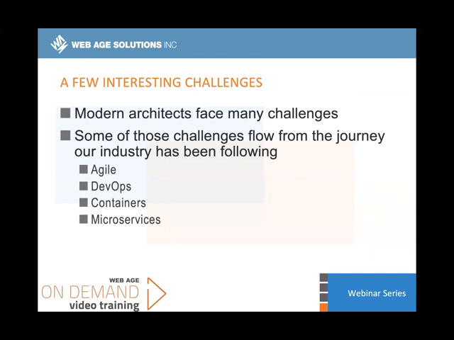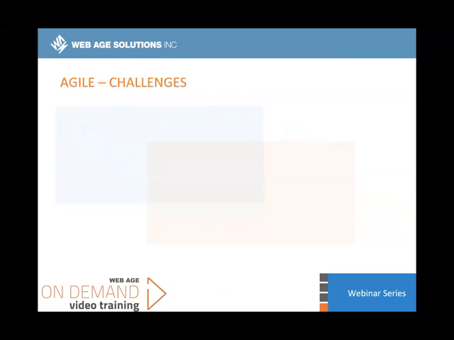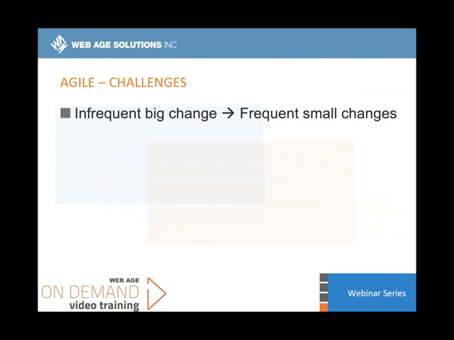These four topics are probably the top four things that we see coming up over and over as significant challenges for architects. So let's look at each of those. So Agile. Agile presents some interesting challenges for an architect. The whole point of Agile is that we want to have a development process that allows us to move away from having very infrequent, very large changes to having frequent, small changes.